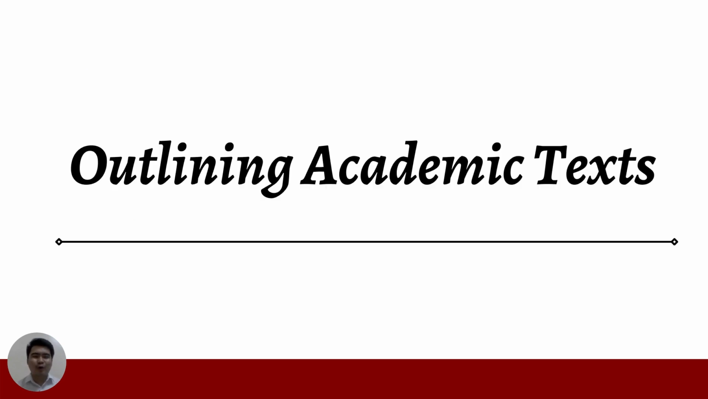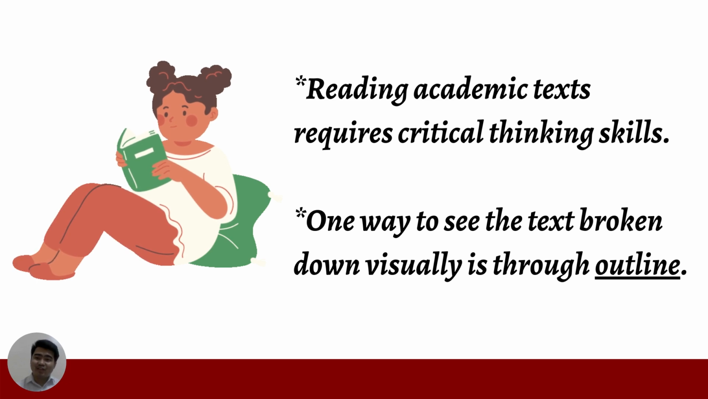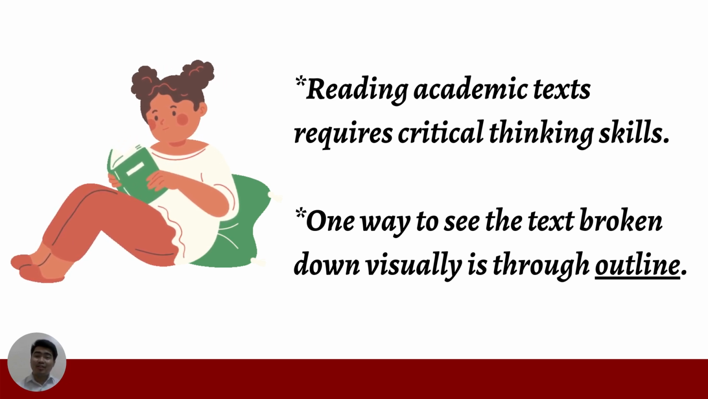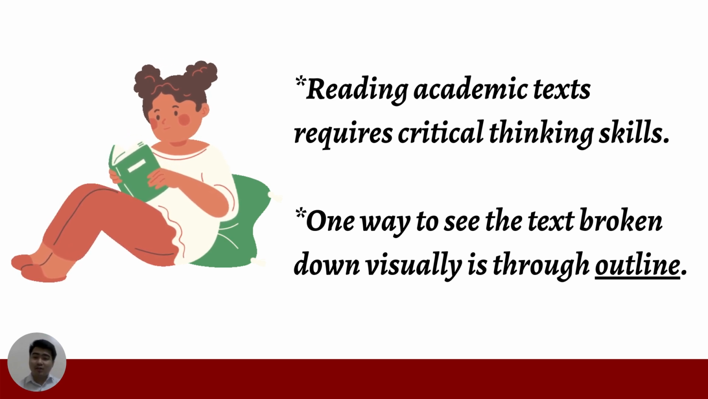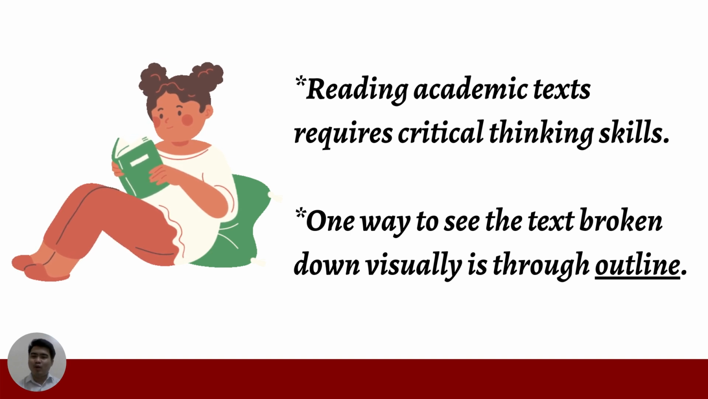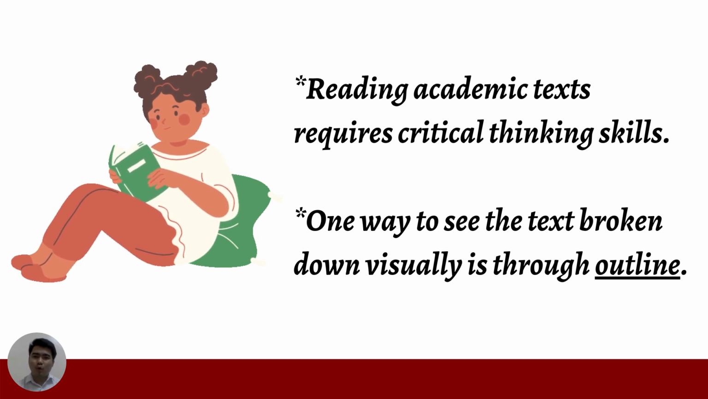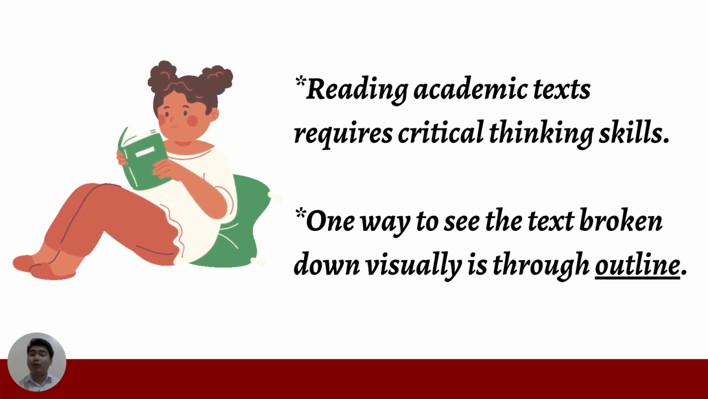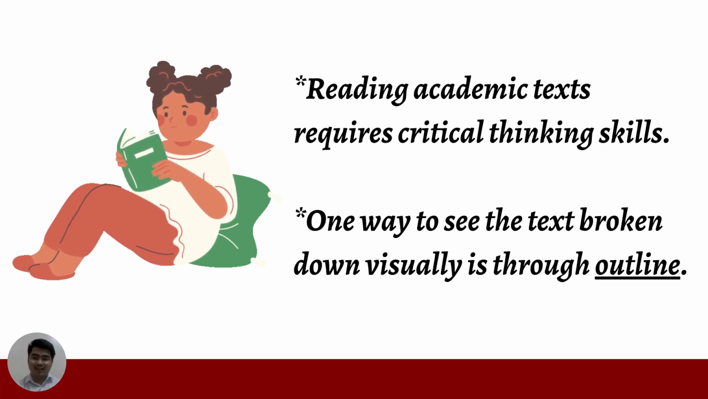Now, let's move on to outlining academic text. Now, reading academic text requires critical thinking skills. When reading for analysis, it is easier to break down the text with a visual representation, such as in the sample image, or one way to see the text broken down visually is through an outline. An outline acts like a blueprint for the text.